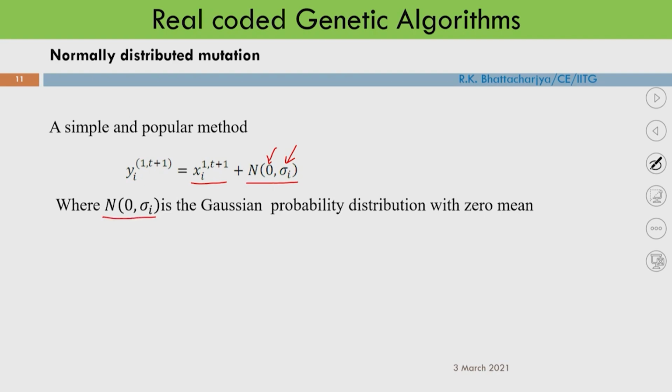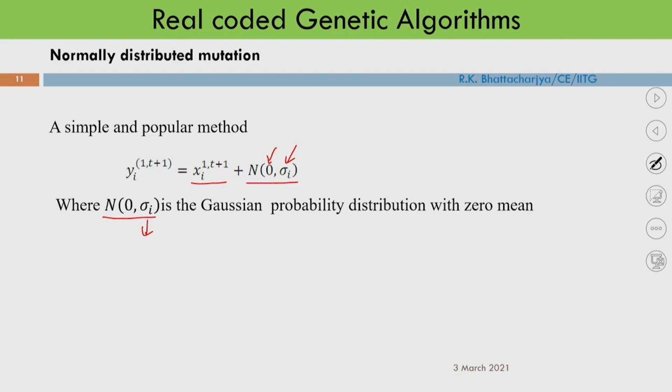So, if you are taking a higher value of sigma, your mutated solution may be far away from the parent solution. And if you are using a smaller value of sigma, you are creating a solution near the original solution. So, I can take a suitable value of sigma and create a solution either near that particular solution or away from it.